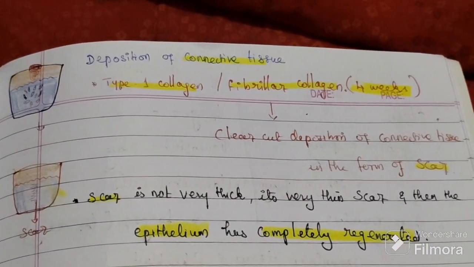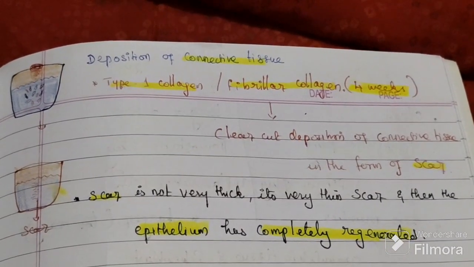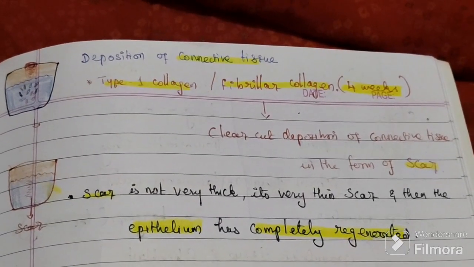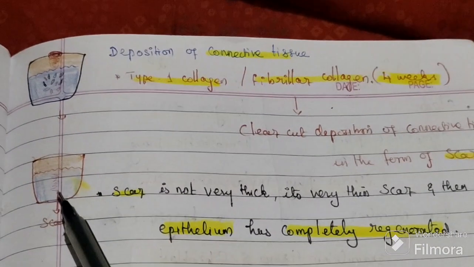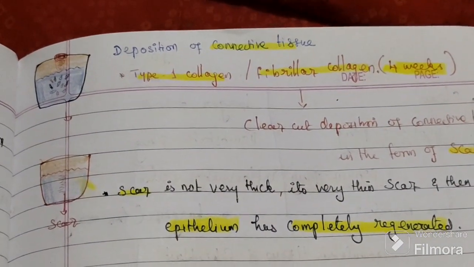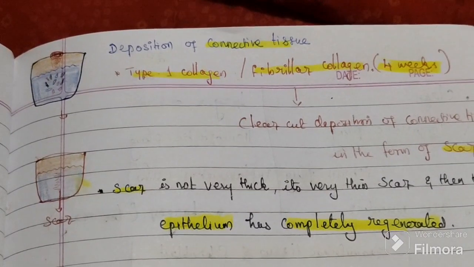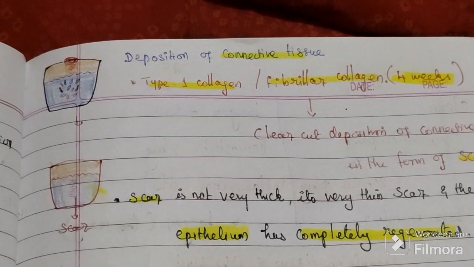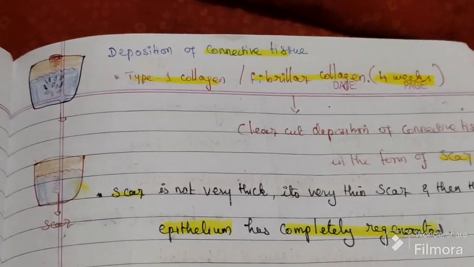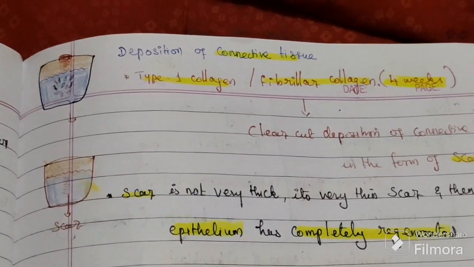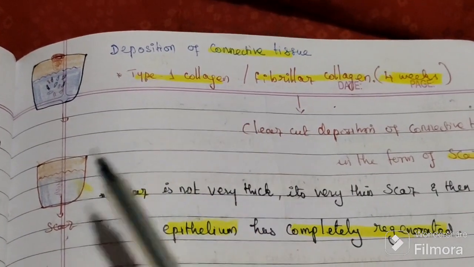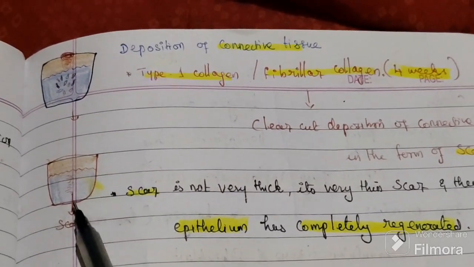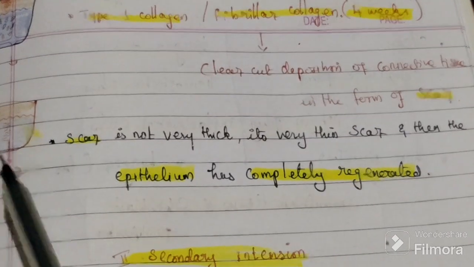So finally at the end of 4 weeks, there is a clear-cut deposition of connective tissue in the form of a scar. In scar formation, the cells become less in number and there is more collagen. More collagen is laid, and this collagen is particularly type 1 collagen, or fibrillar collagen, which is seen in the scar of that wound. So it formed that scar of that wound.